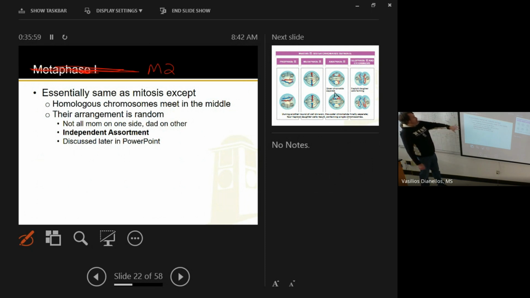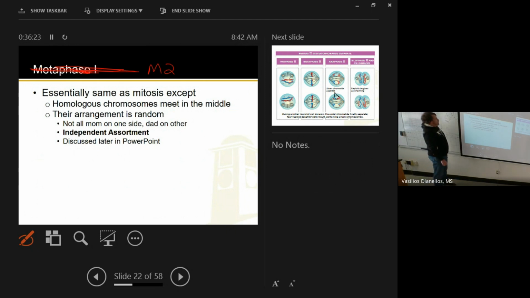Sorry guys, this is in the wrong spot. We've already talked about this, but here it is again. So yes, metaphase 1, that is correct. Like we've already said, the homologous chromosomes meet in the middle of metaphase 1 as opposed to the sister chromatids. But then in metaphase 2, it's the sister chromatids that meet in the middle.